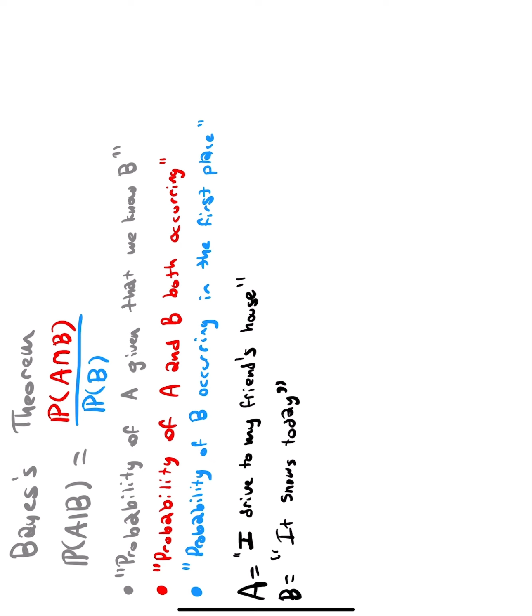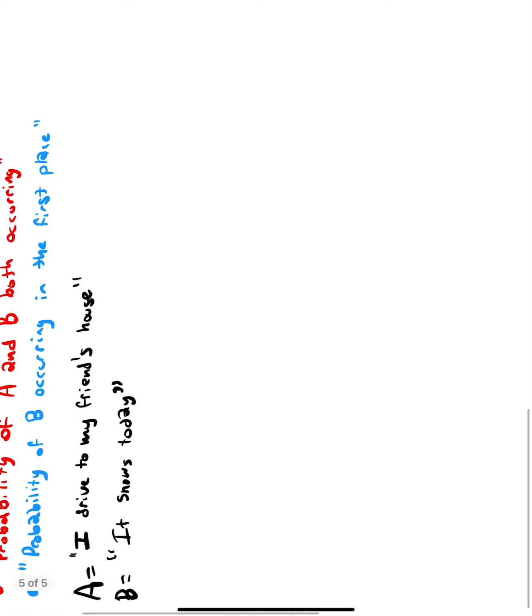Here's a little bit of an example. Let's take A to be that I drive to my friend's house, and B that it snows today. Let's assign some probabilities here. Obviously different people would be different, and we don't actually have real weather conditions here, but let's take the probability of A to be 50%, and the probability that it snows, B, to be 25%.